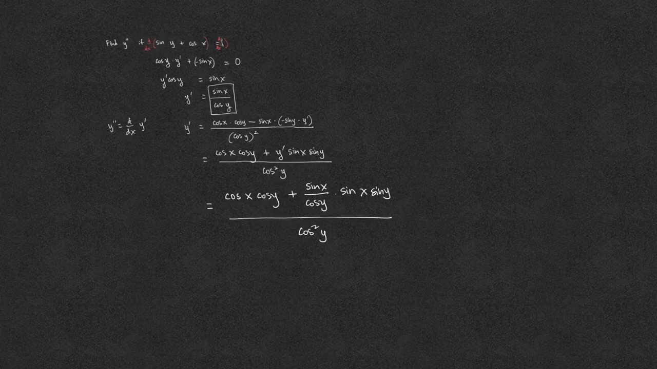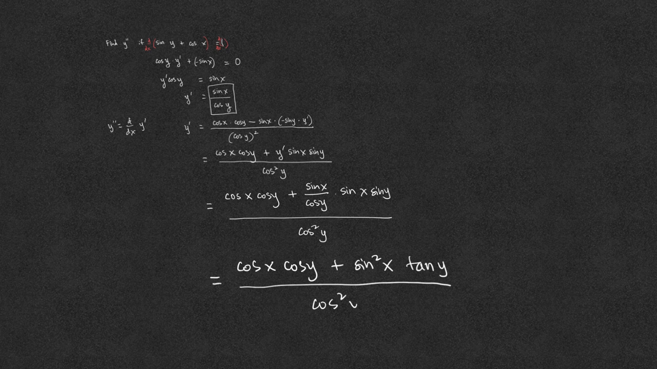But notice that sine of y over cosine of y can be rewritten as tangent of y. So this is cosine of x cosine of y plus sine squared x, and then sine over cosine of y is tangent of y. Once we write it as tangent, we no longer have the complex fraction, which is good.